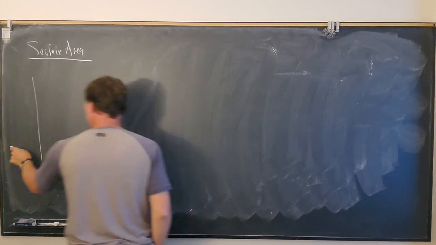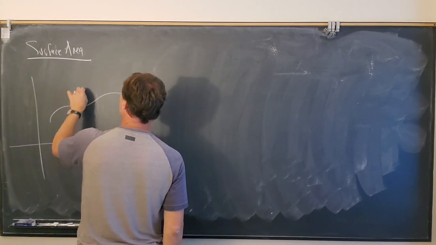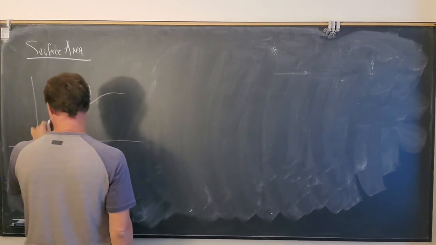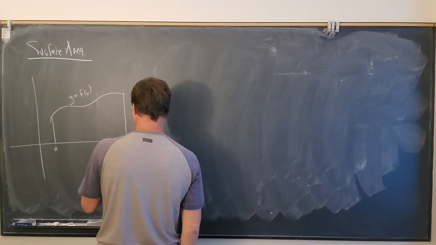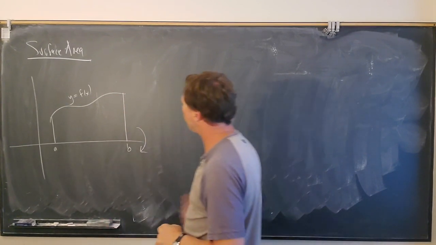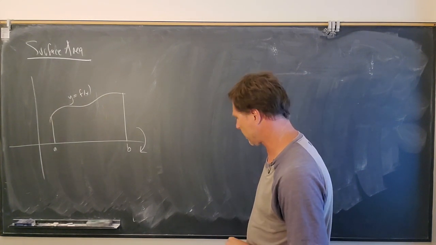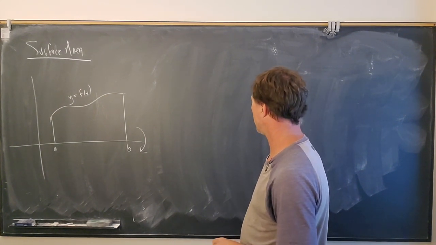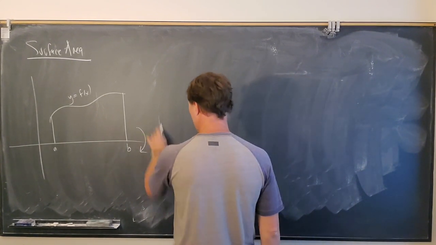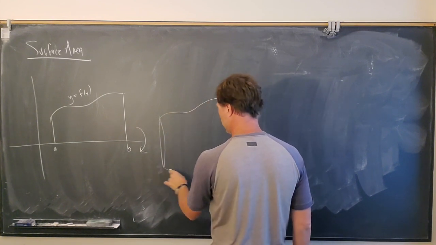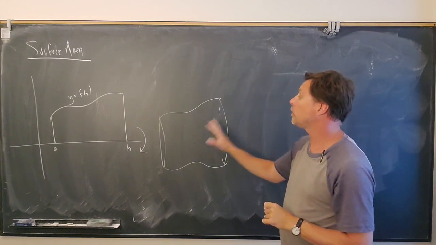So this is going to look kind of familiar. Let's say that you have some graph, and you look at the portion of that graph that lies over the interval from A to B, and you revolve that graph around the x-axis. This should look familiar from when we were studying volumes of solids of revolution. If you revolve that graph, you're going to get something like that. And now instead of computing the volume, what we want to do is compute the surface area.